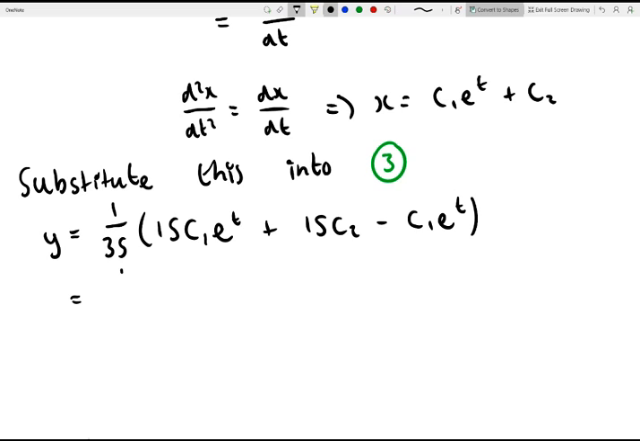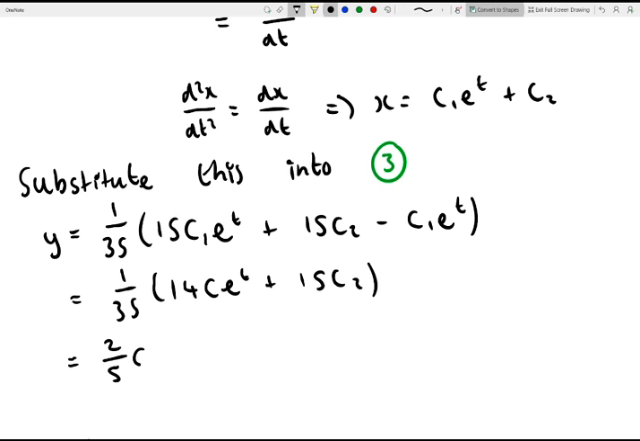So let's simplify this a bit more. 1 over 35 times 14 c1 times the exponential of t plus 15 c2, and then including the constant in all this, we've got 2/5 c1 times the exponential of t plus 3/7 of c2.